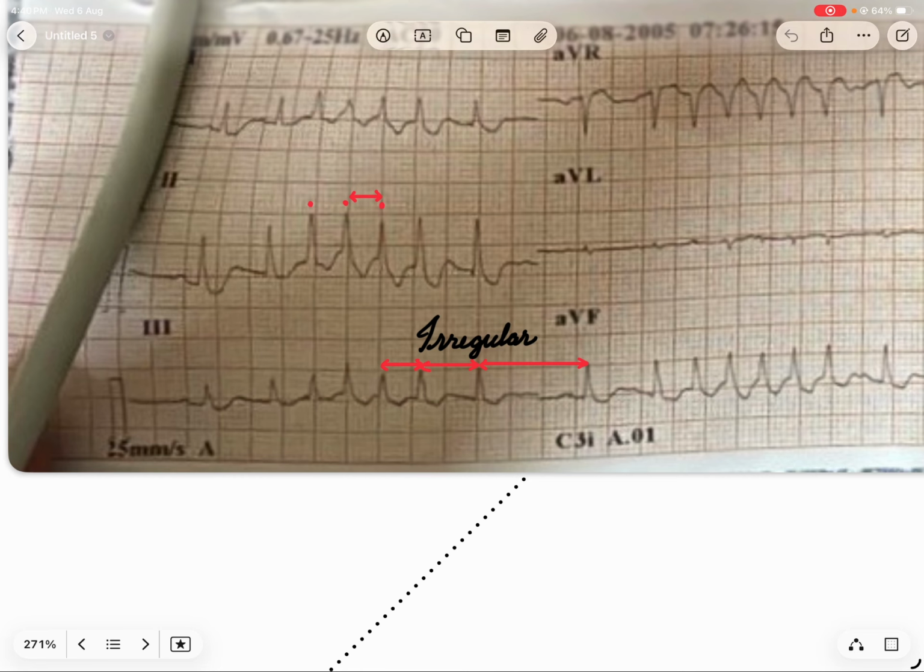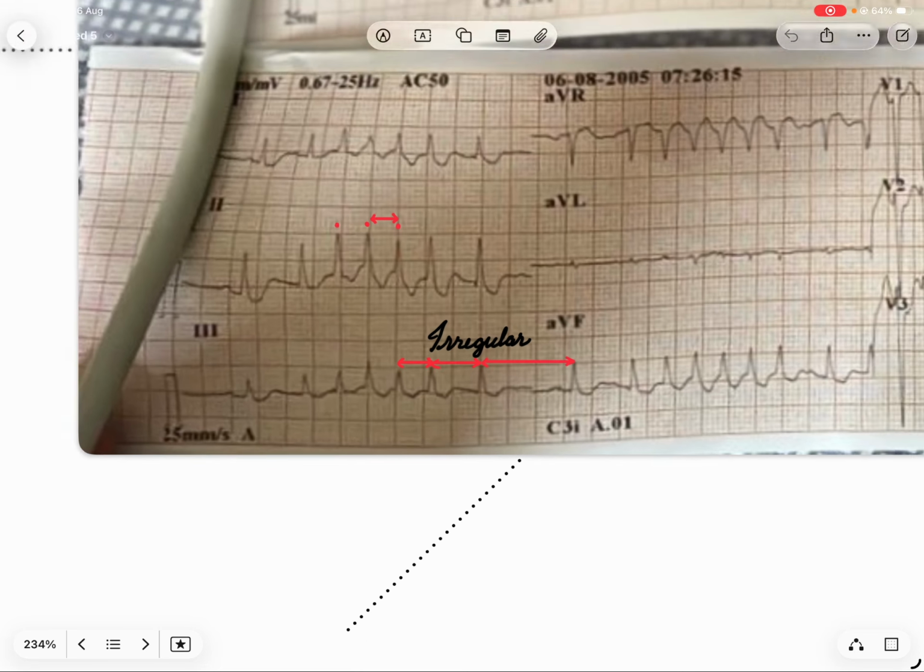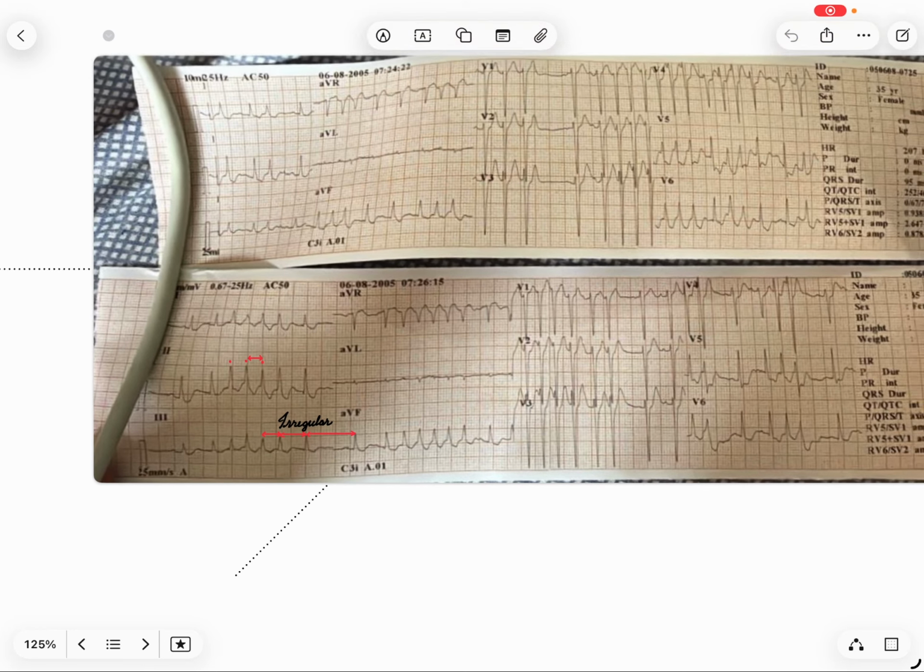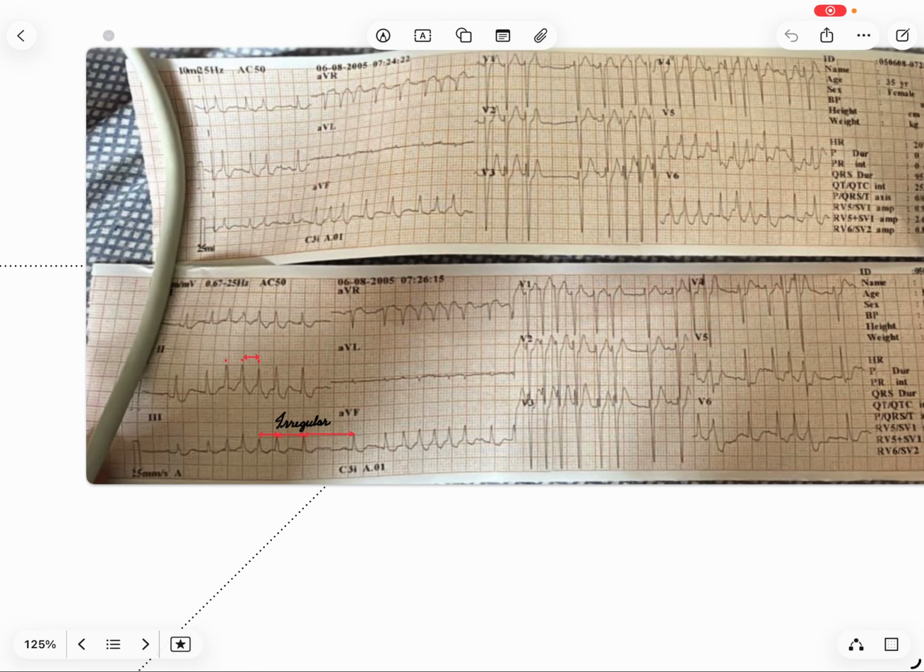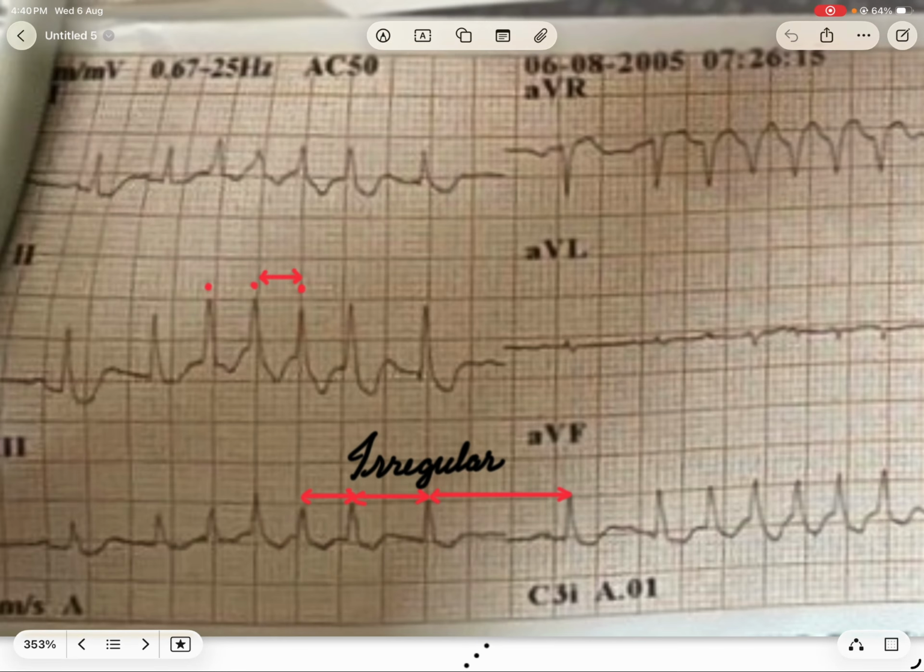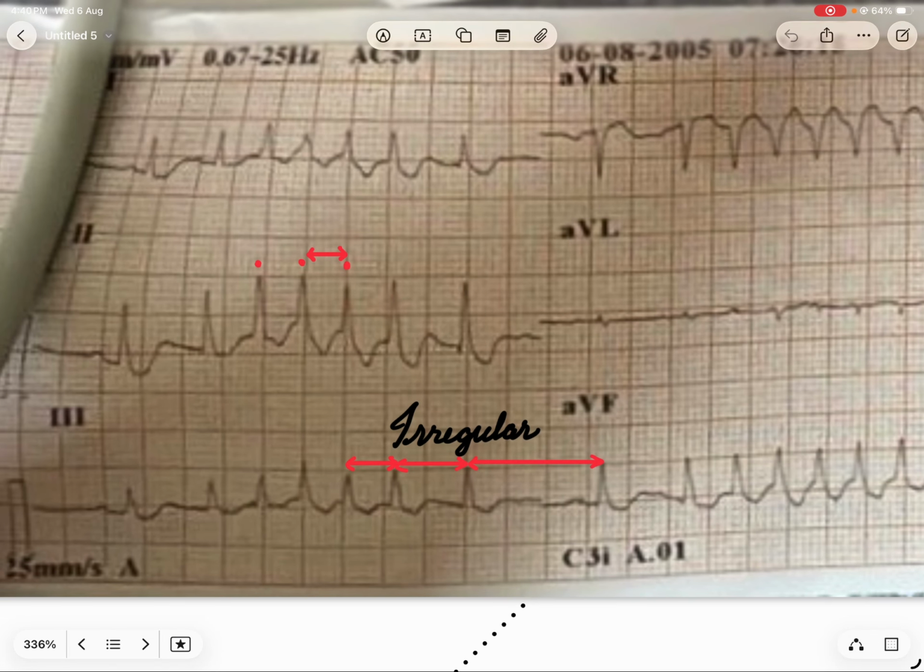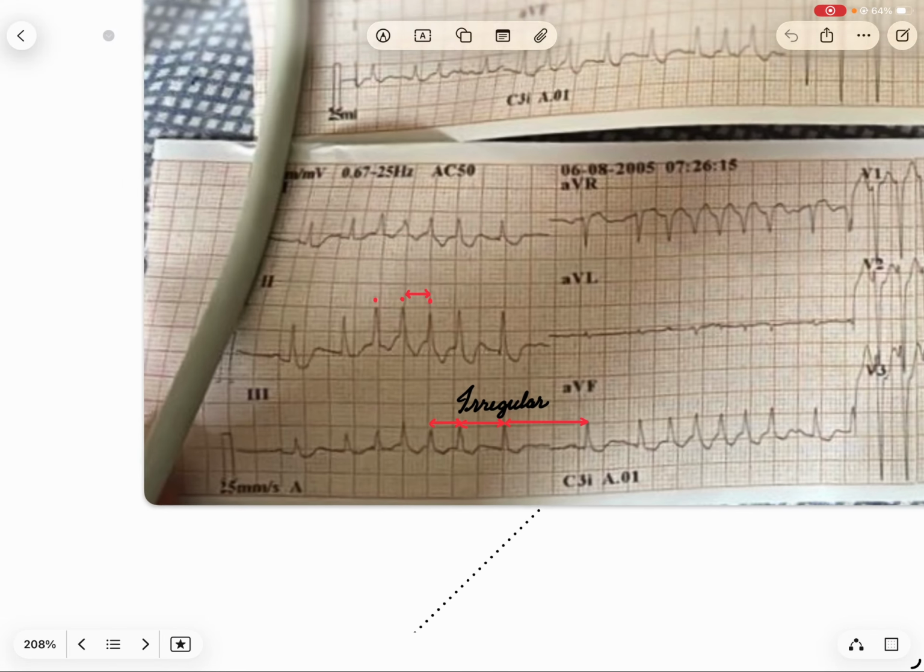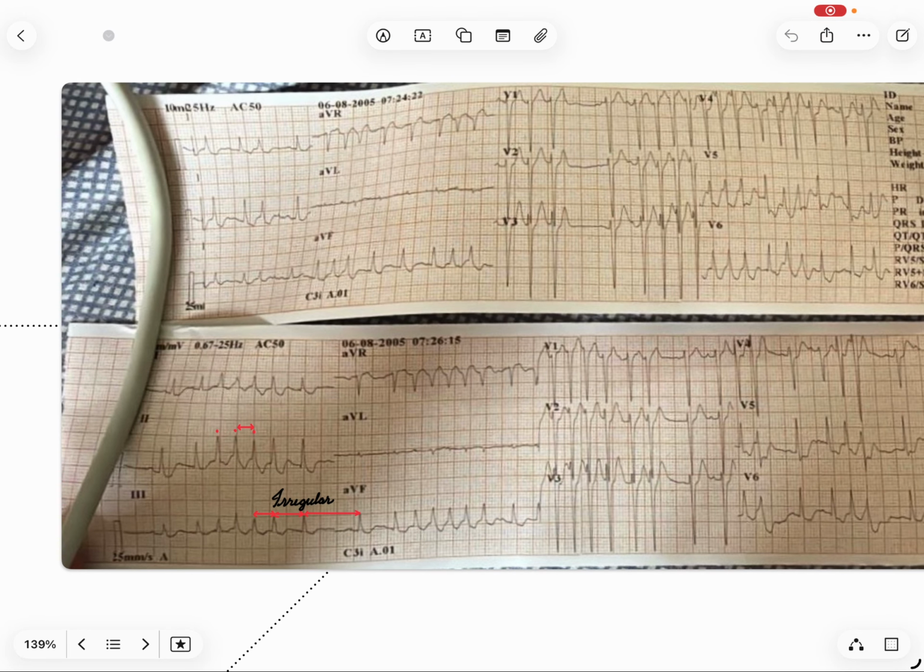Then the next step for such kind of ECG is to see whether it is a broad complex or narrow QRS complex. A narrow QRS complex will be less than 120 milliseconds, that is less than 3 small boxes. And we can see that it is generally less than 3 small boxes. So we can broadly say that the rhythm is originating from the atrium.